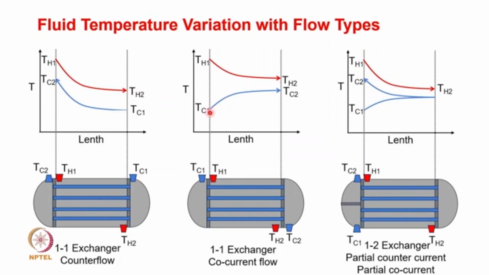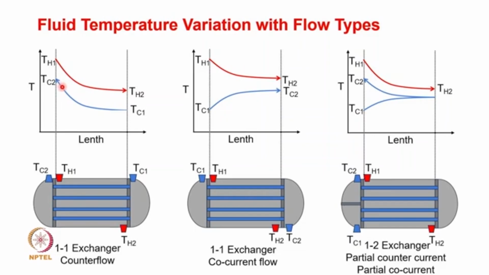So what you could see here is that the cold fluid temperature will increase from Tc1 to Tc2, and the hot fluid temperature would decrease from Th1 to Th2. And again, what we can see here is that Tc2 will be lesser than Th2, which is not the case here. So you can see the cold fluid temperature here would be higher than the hot fluid exit temperature in a counterflow.